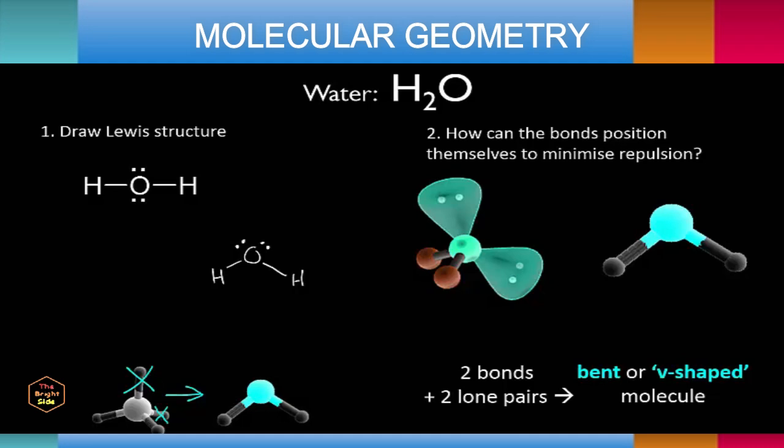Now, one more interesting thing is that the bond angle in this molecule is 104.5 degrees, which is smaller than that in methane, which was 109.5, and smaller again than that in ammonia, which was 107. And this is the result of there being two lone pairs instead of just one. So those two single bonds are pushed even closer together because of the more repulsive nature of the lone pairs.